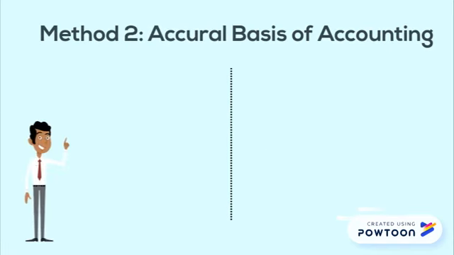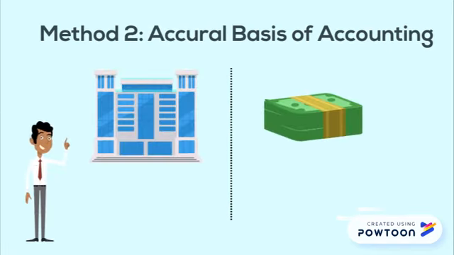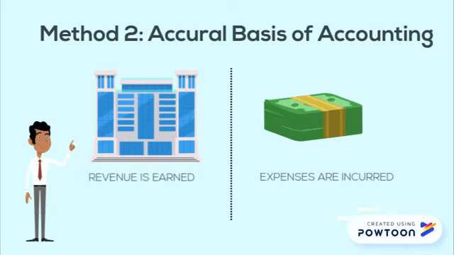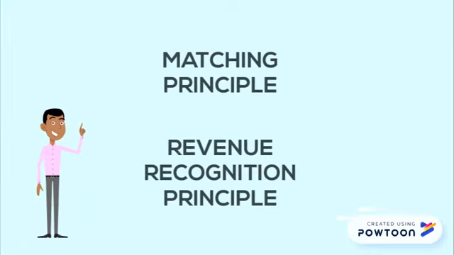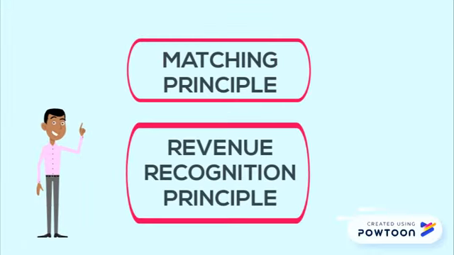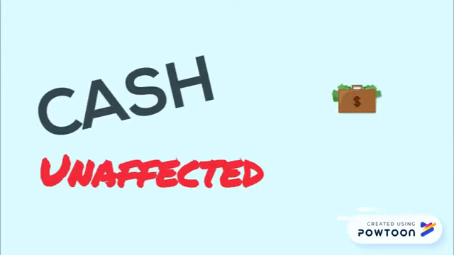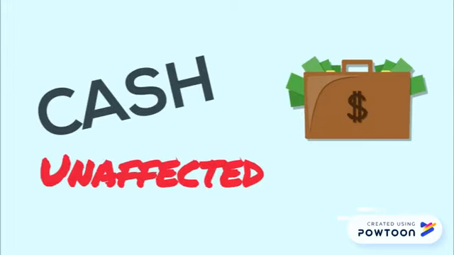The second method is the accrual basis of accounting. It involves recording revenue when it is earned and expenses when they are incurred. Under the accrual basis of accounting, adjusting journal entries are made in order to ensure that the entity's revenues and expenses are properly recorded in adherence to the matching principle and revenue recognition principle. Due to the misalignment in time, cash is never affected in adjusting journal entries.